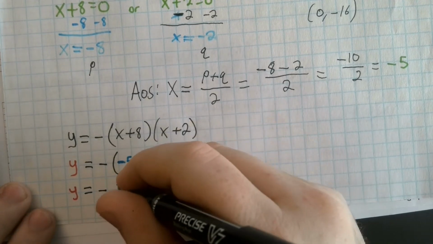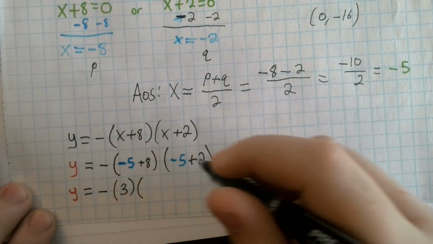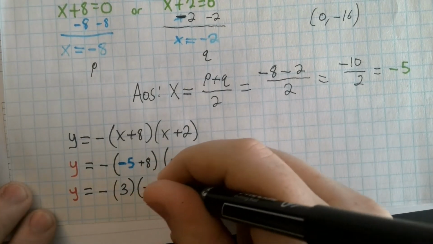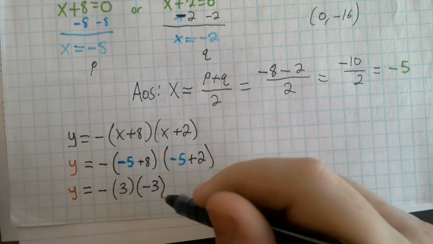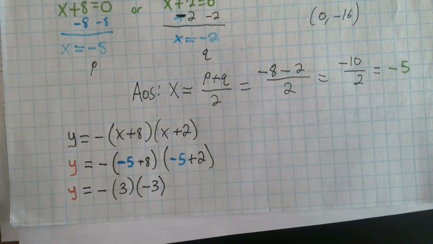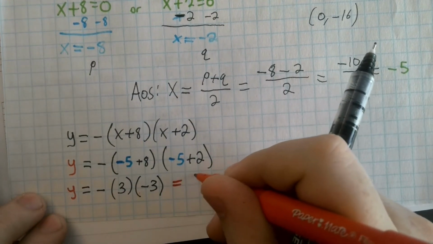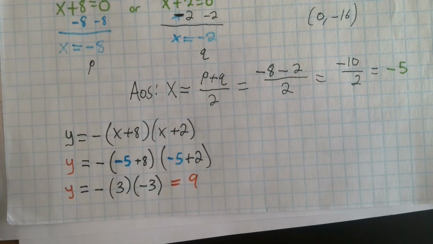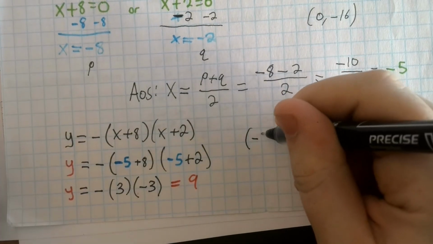What's negative 5 plus 8? It's positive 3. What's negative 5 plus 2? It's negative 3. What's negative 3 times negative 3? We get a value of 9. So our vertex is at (negative 5, 9).